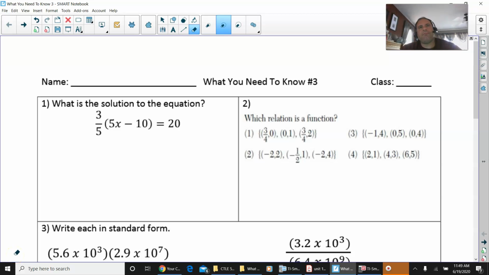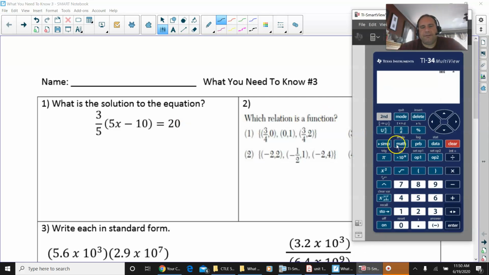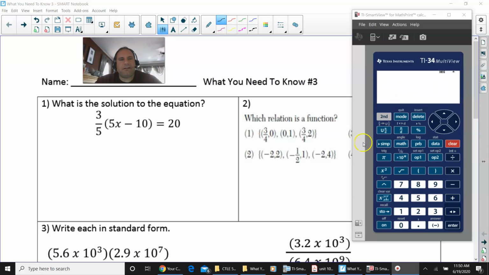Hi everyone, what you need to know, number 3 up right now. So what is the solution to this equation? Just solving for x and use your calculator. Use your calculator, I suggest, because the first thing that you do have to do is distributive property.